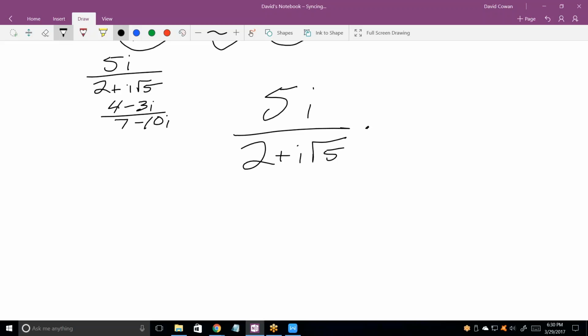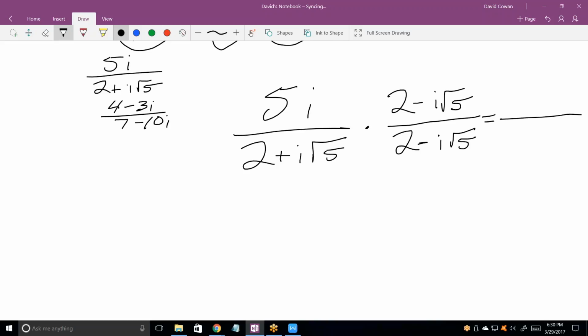So you're not rationalizing it, you're realifying it. And the way you always make the denominator real is by multiplying it by its conjugate, which is 2 minus i root 5. In other words, the conjugate is always the same two terms, different sign. And since I multiply the bottom by that, I got to multiply the top by that. Now, what I'm going to get in the bottom is going to be 4 minus 5i squared. If you FOIL those two terms, that's what you get.